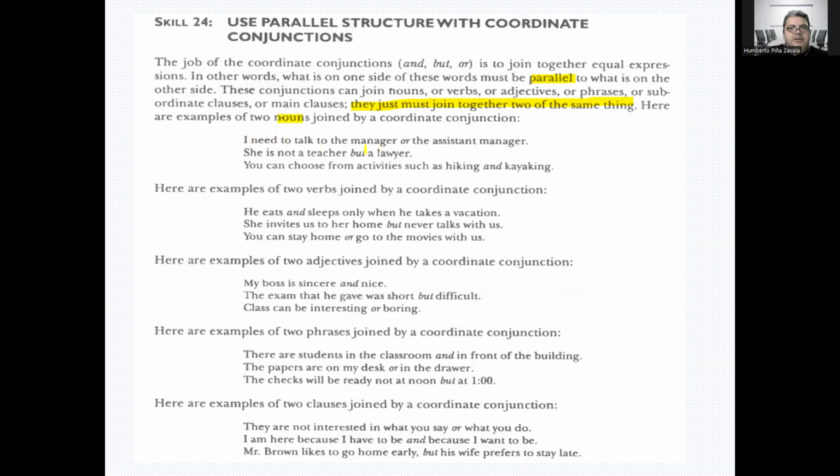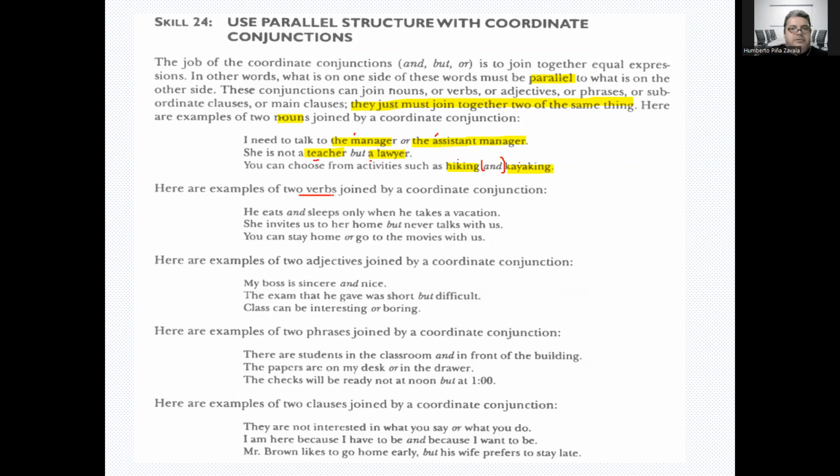Here are examples of two nouns joined by a coordinate conjunction. I need to talk to the manager or the assistant manager. Okay, so here you have two nouns. She is not a teacher, but a lawyer. You can choose from activities such as hiking and kayaking. Notice that we have the same type of expressions on both sides of the conjunction. This and this, or this. She's not a teacher, but a lawyer.